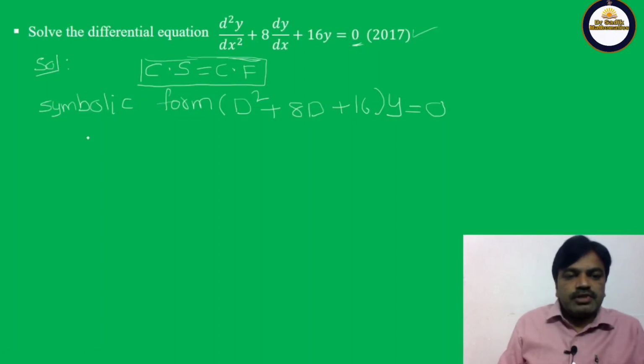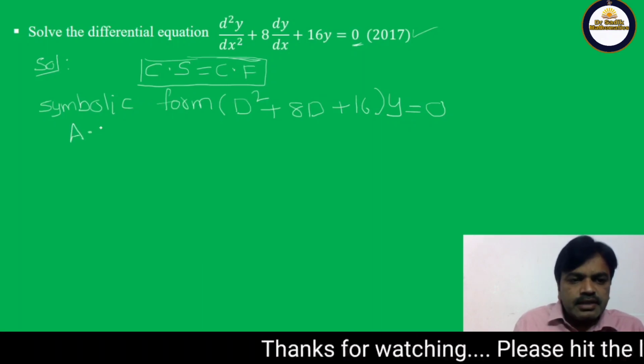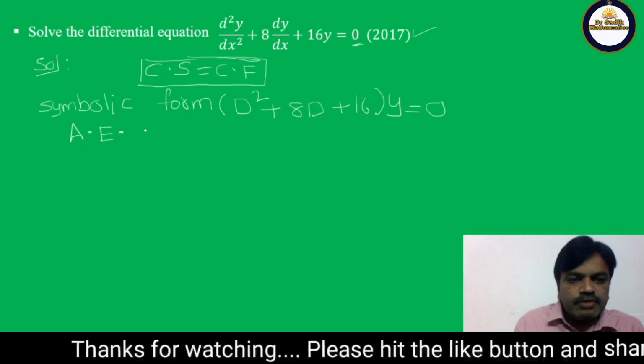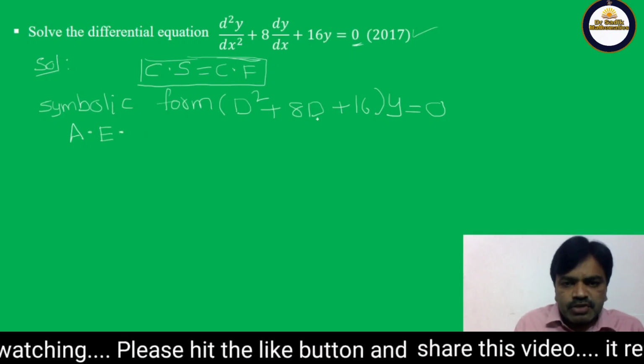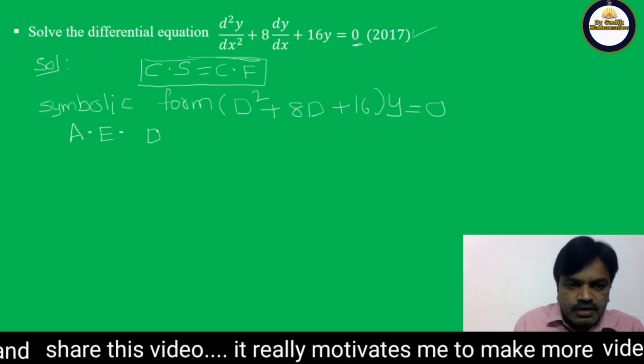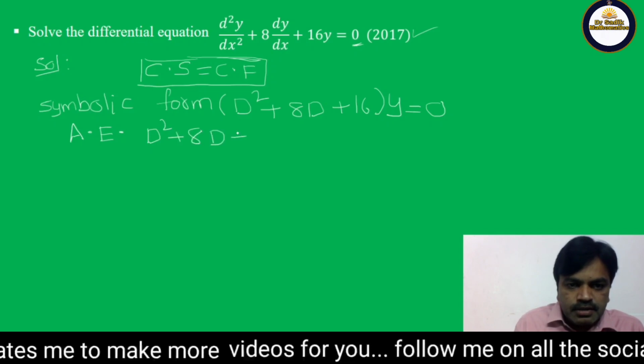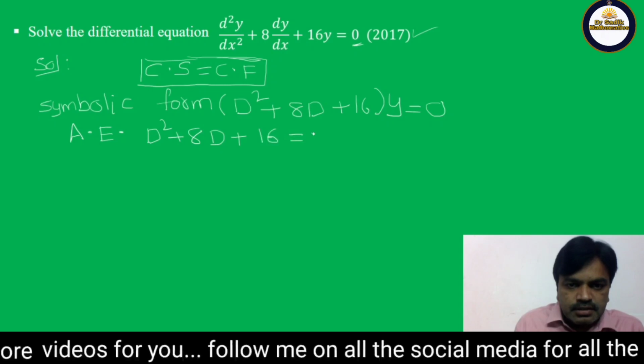Friends, what is step 1? Symbolic form. You write the given equation in terms of D. So D square plus 8D plus 16 into y equal to 0. What is the next step, friends? Exactly, the auxiliary equation: the y coefficient equal to 0. What is the y coefficient here? D square plus 8D plus 16 equal to 0.